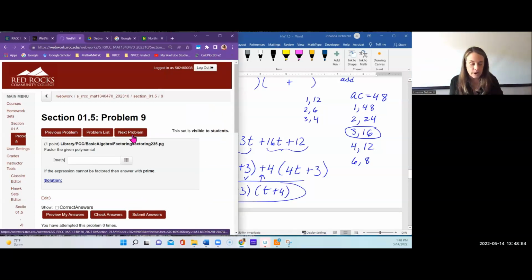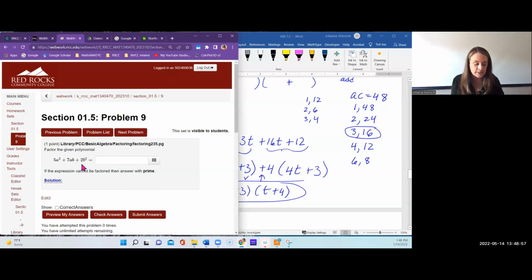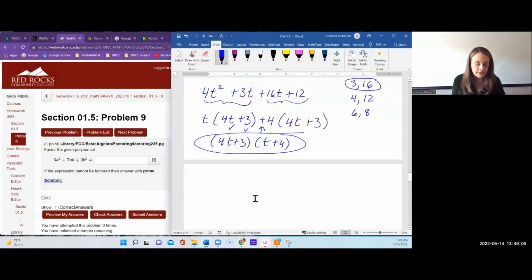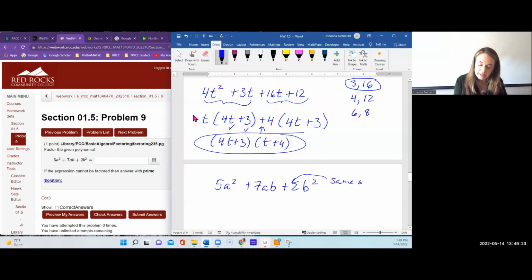What about problem number 9? Looking at problem number 9, we see that we again have something with a coefficient of a being other than 1. We're going to try this one again using the AC method. We have 5a squared plus 7ab plus 2b squared. This last sign is positive, which tells me they have the same signs. The middle sign is positive, which tells me they're both plus. That tells me I'm going to add the outside and inside product to get the middle term.